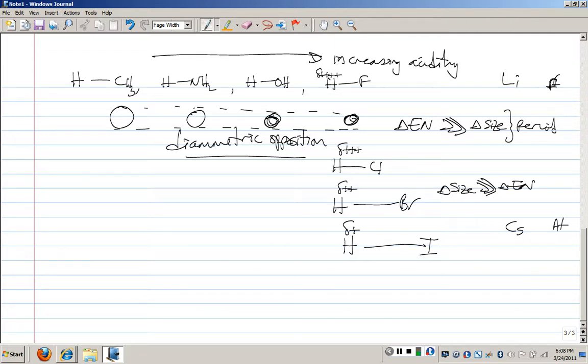So when we're comparing hydrides across a period, in other words, periodic partners, we look at the change in electronegativity. So electronegativity is the dominant argument. When we go down a group and look at group partners, we look at the change in size. So across the period, we look at electronegativity.